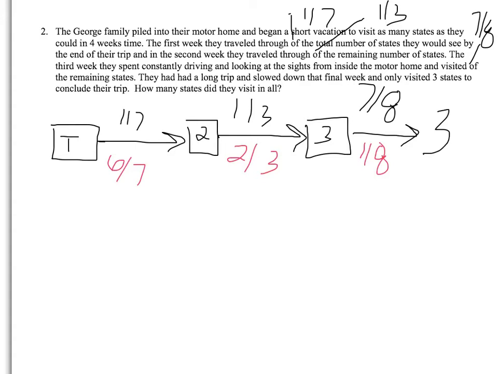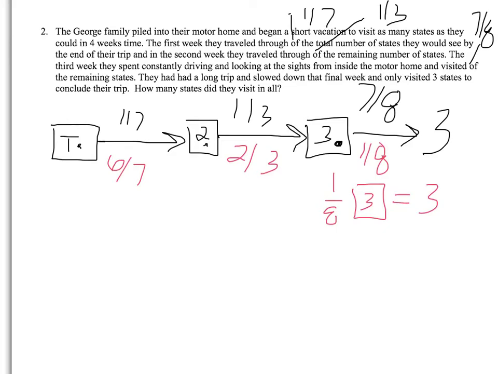So we started with a number of states we're going to go through, went through 1/7 of those. Then we had less states we're going to go through, went through 1/3 of those. Less states we're going to go through, went through 7/8 of that. And then the last week the George family only visited 3 states. So working backwards once again, we know that 1/8 of this state number 3 is 3. That is the number of states we had left. So we can say that 1/8 of the states equals 3.